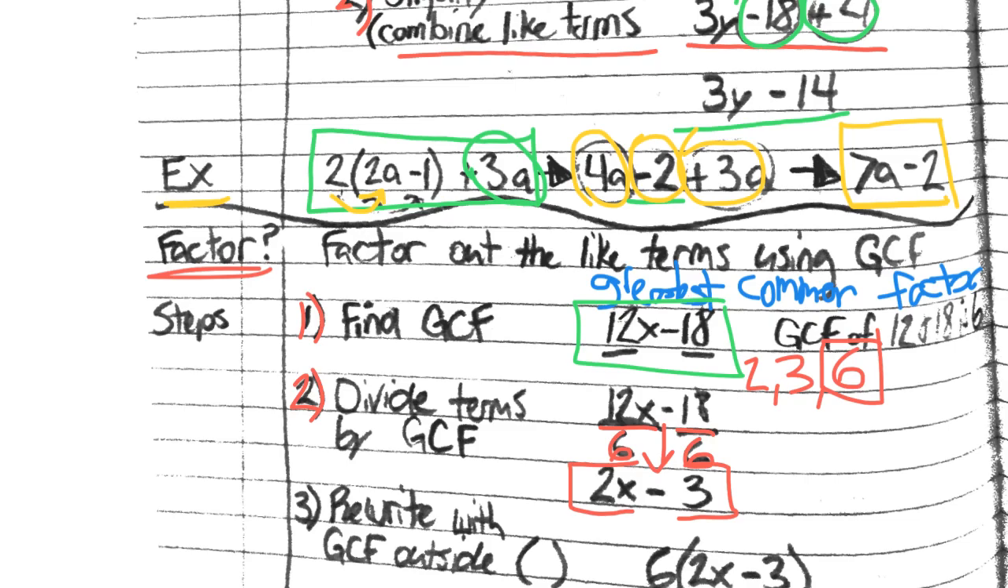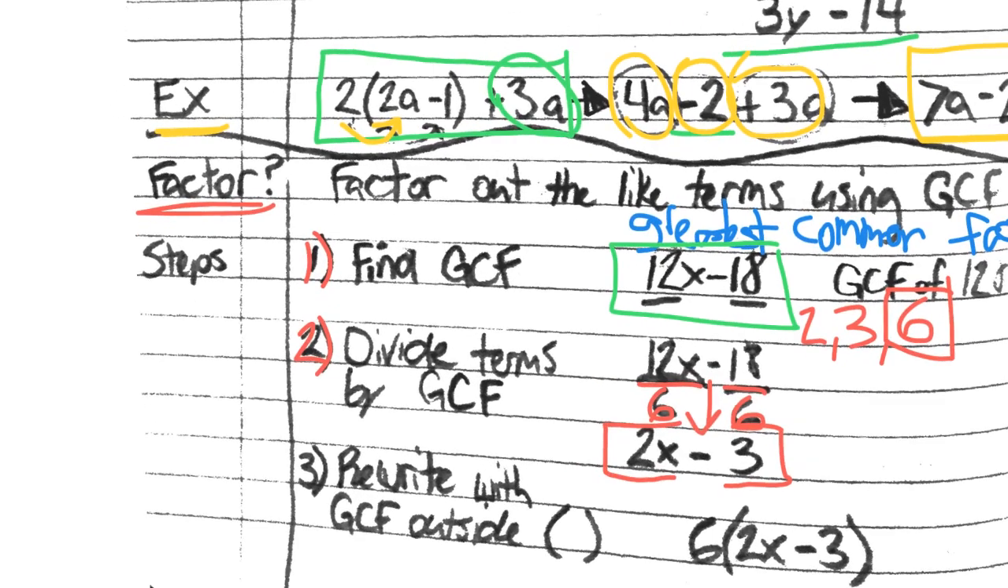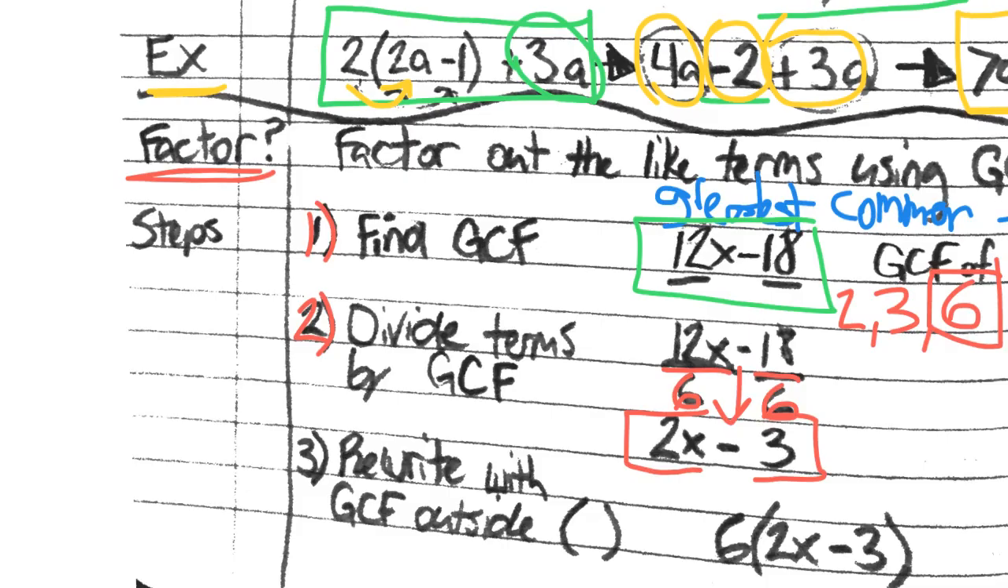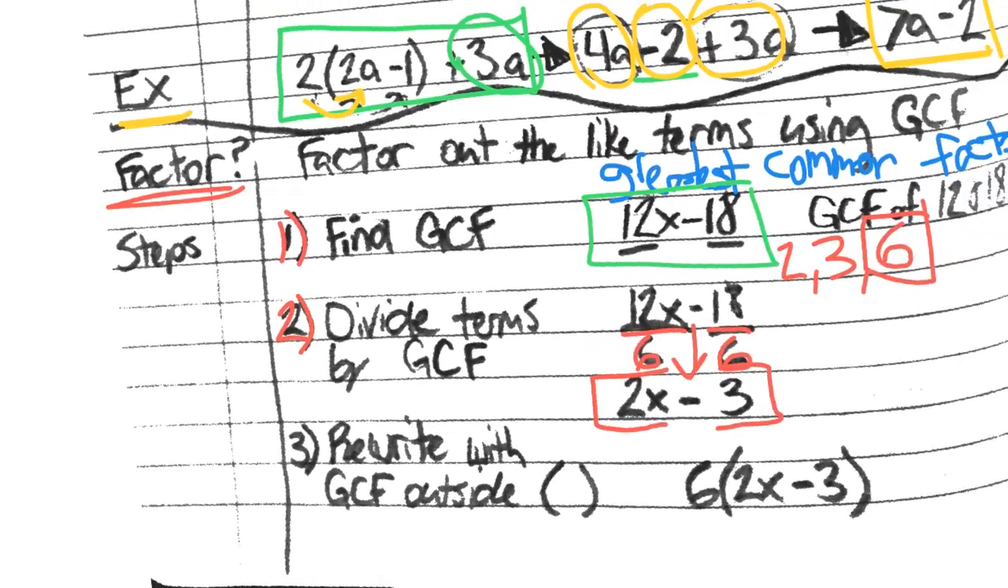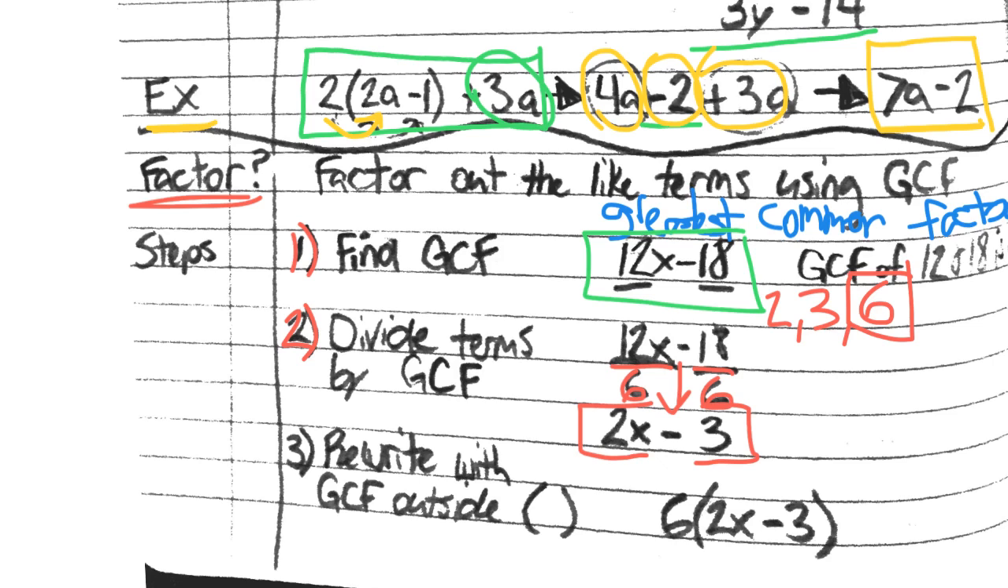And then at the end, we're going to rewrite it with the greatest common factor out. So basically, it's working backwards, and we want the end product to look like something that needs to be distributed. So here's what it looks like now. And you'll see that 6 that we divided by, we just take that and put it on the side. And then this answer that you got once you divided that out, that's what goes inside parentheses.